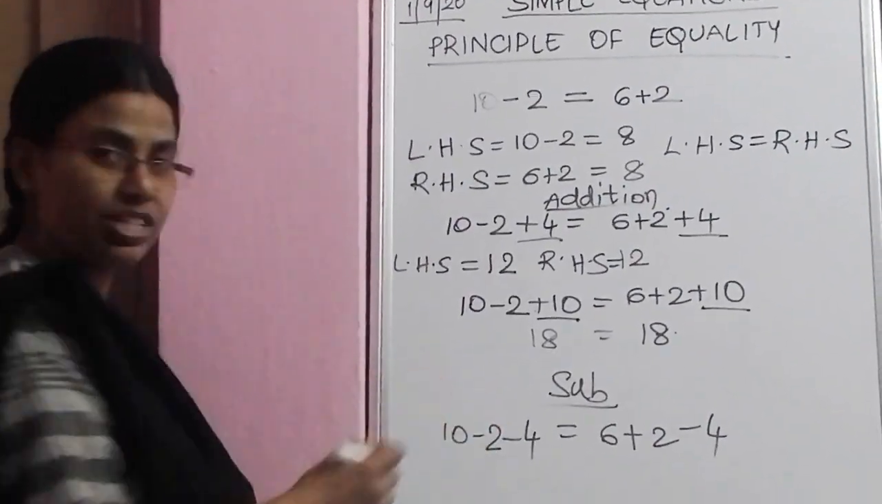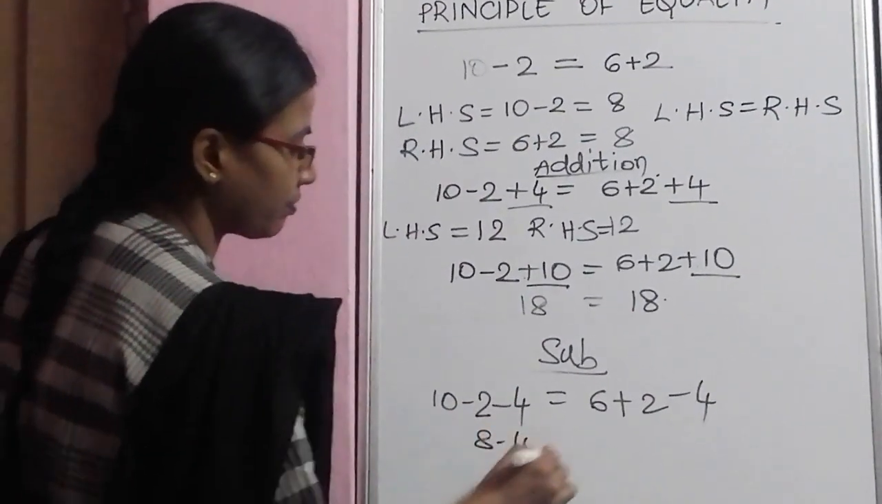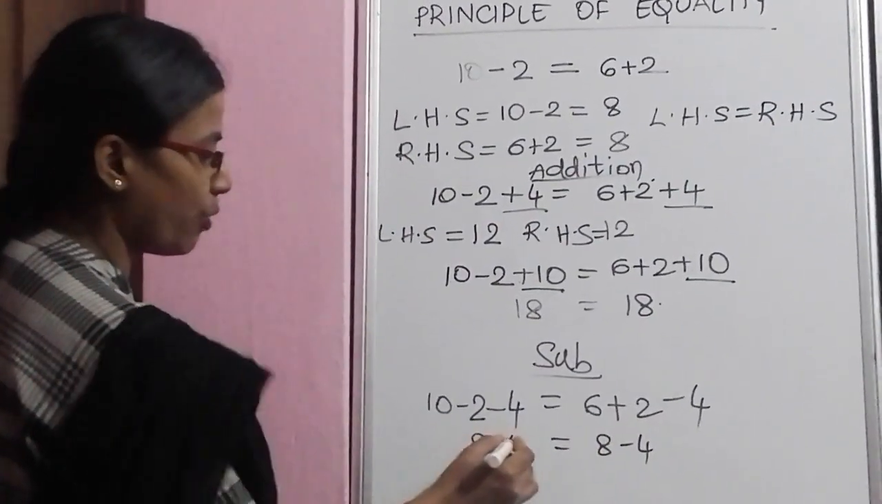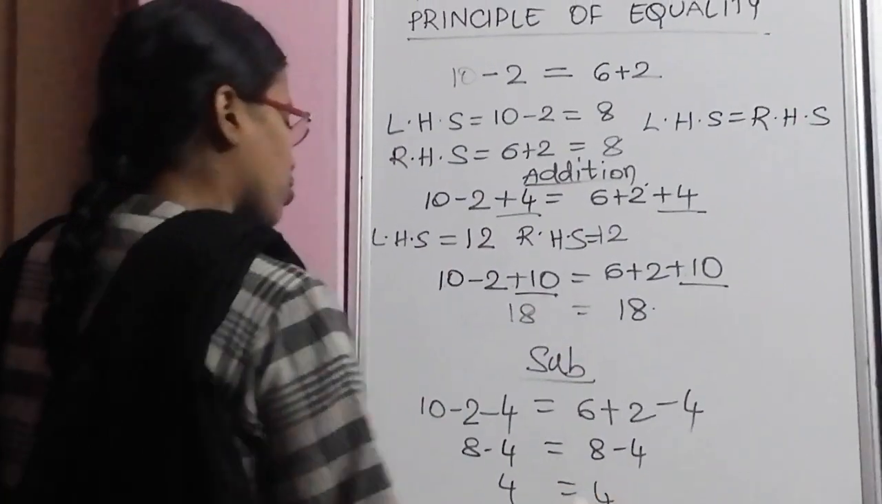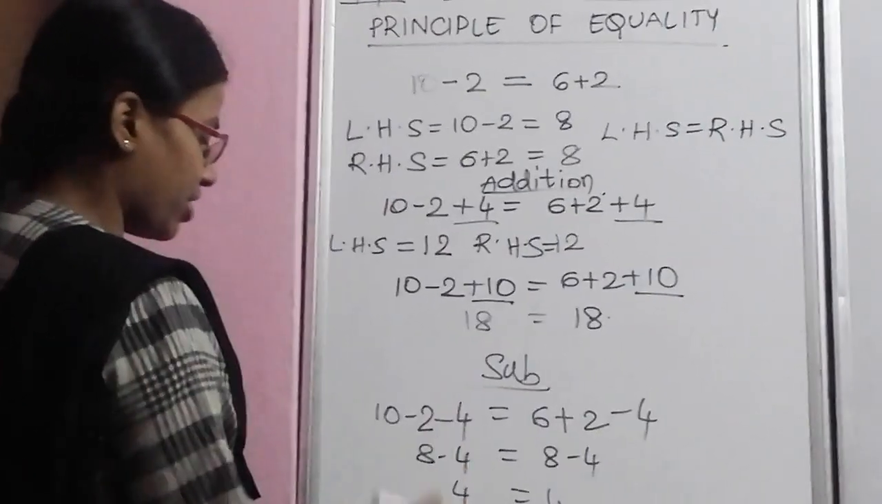10 minus 2 is 8. 8 minus 4 is how much? 6 plus 2 is 8 minus 4. So 8 minus 4 is 4. 8 minus 4 is 4. So both LHS is equal to RHS. So for subtraction we have seen.